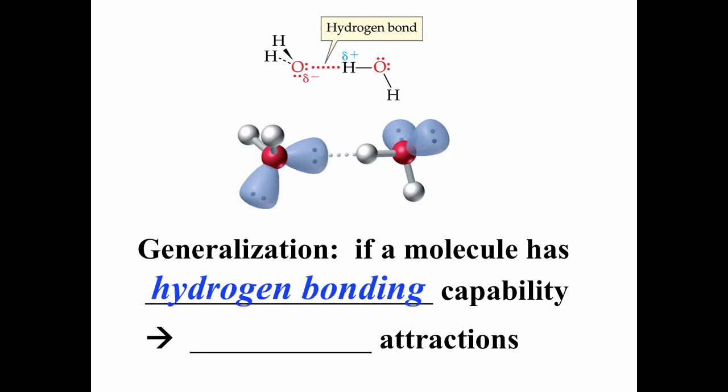And as a generalization, if a molecule has hydrogen bonding capability, it's going to have extra strong attractions between its molecules and extra high boiling points, melting points, enthalpies of fusion, enthalpies of vaporization, all those sorts of things.